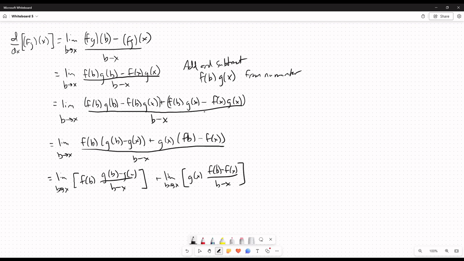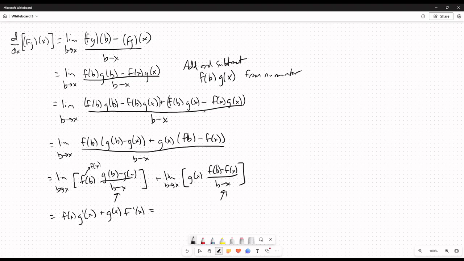And let's think about this. Well, this is a derivative. That's the derivative. That's the derivative. That's nice. g of x is just g of x, and f of b is going towards f of x because b is going to x. That technically is a result of continuity, but that's kind of fun. So what we can do is rewrite this as f of x times the derivative of g, plus g of x times the derivative of f.